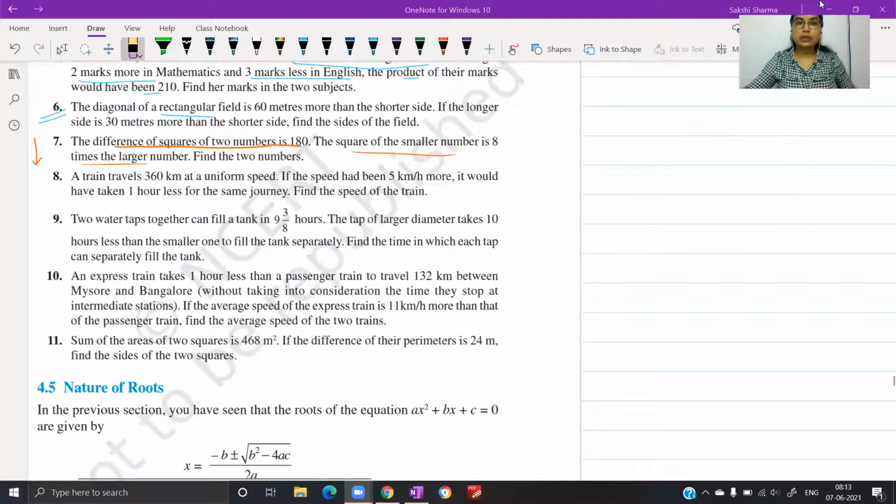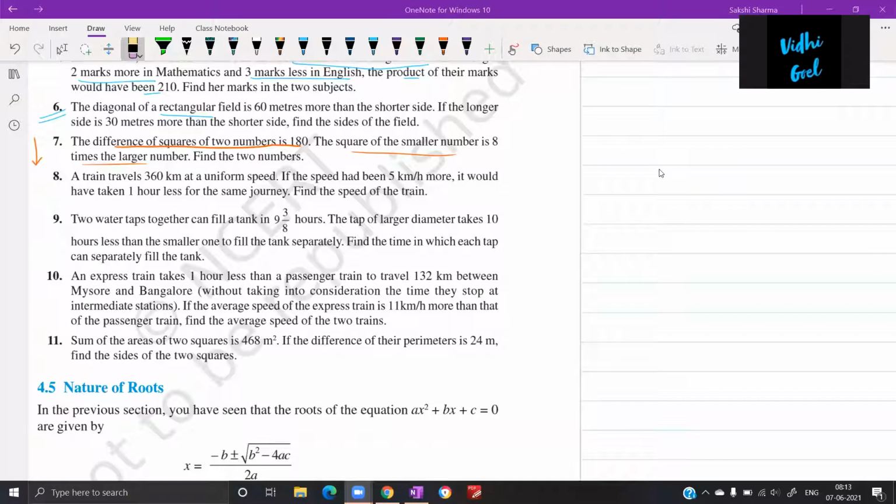The difference of squares of two numbers is 180. The square of the smaller number is 8 times the larger number. Find the two numbers. And this can be done directly with one variable if you want, or you could start with two variables and the quadratic equation you form should contain one. So either way, you could do it.